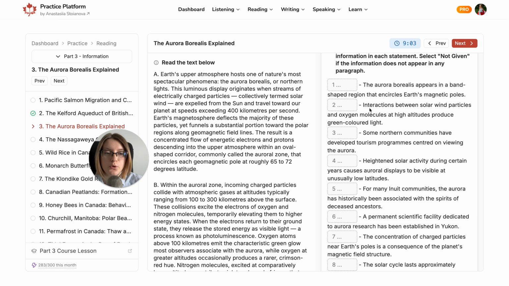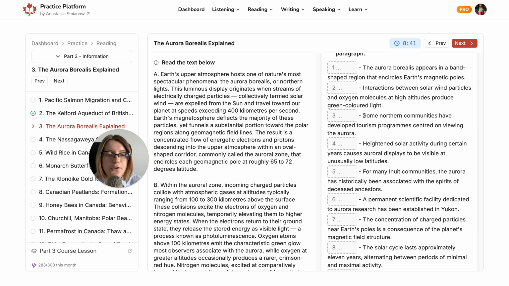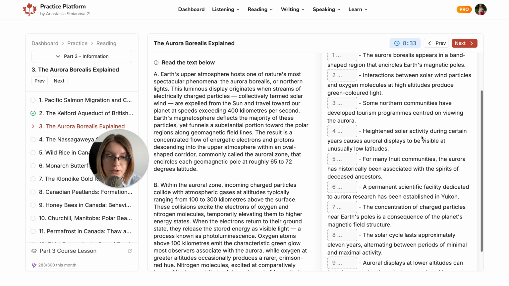So the second one would be interactions between solar wind particles and oxygen molecules at high altitudes produce green-colored light. Okay, so anything that has to do with colors, or numbers, so we are keeping in mind green-colored light in this case, and some particles, yeah, like solar wind and oxygen molecules. The third one, some northern communities have developed tourism programs centered on viewing the aurora. So tourism programs would be the keyword here.